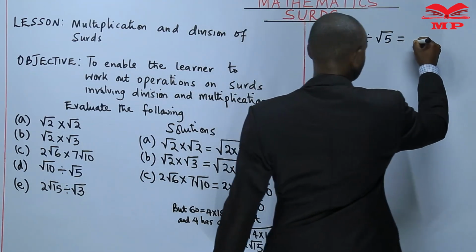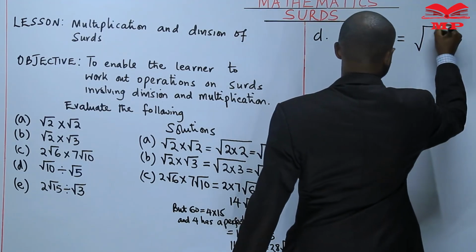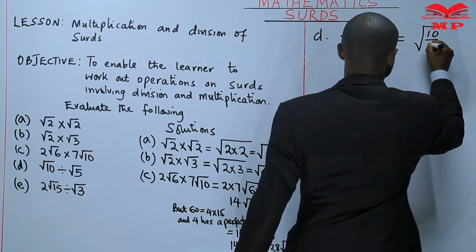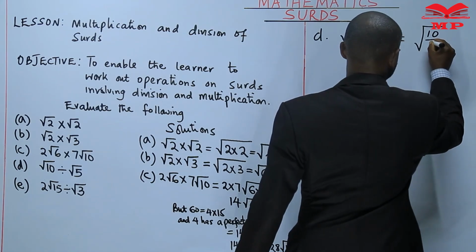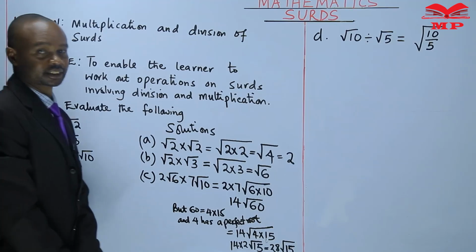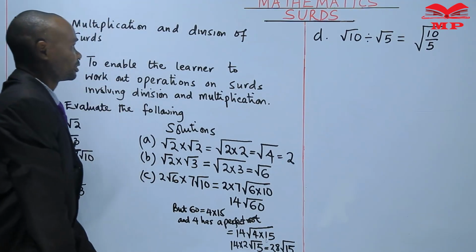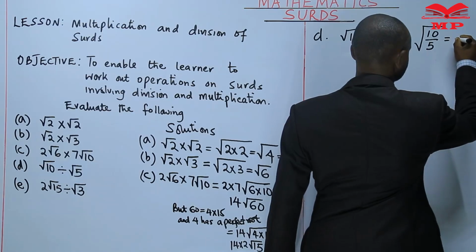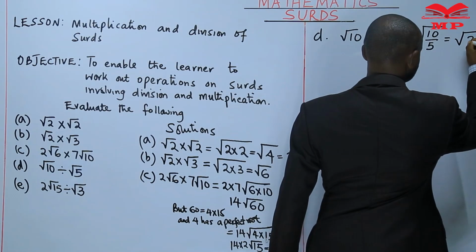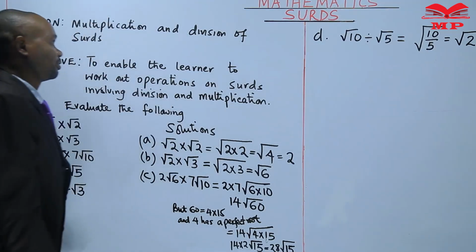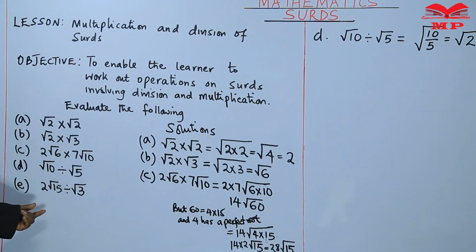This is written under one root as 10 over 5. But what is 10 over 5? It will give us square root of 2. The answer is square root of 2.